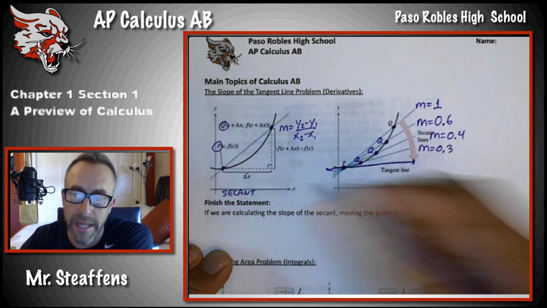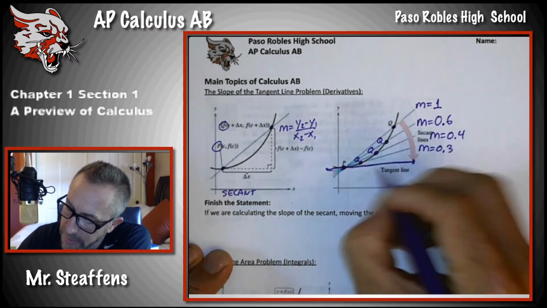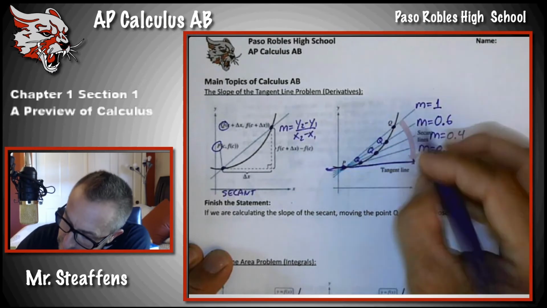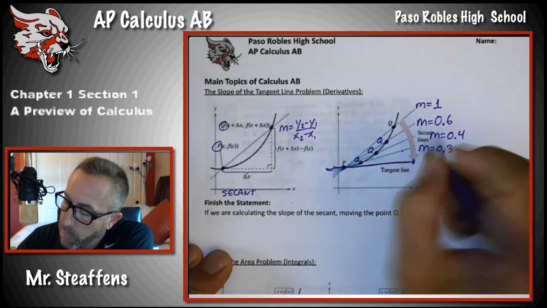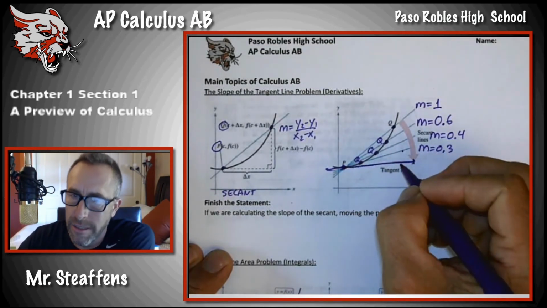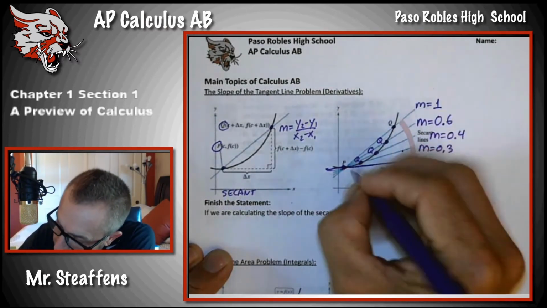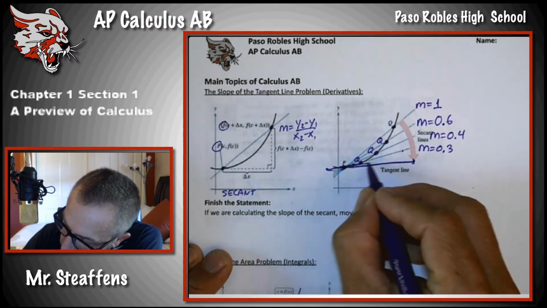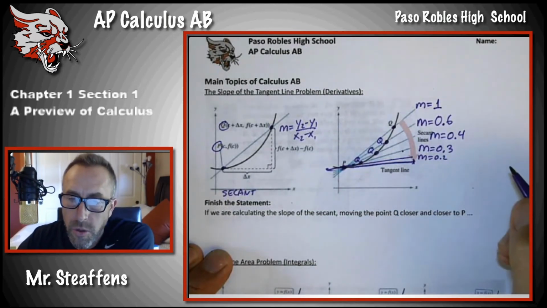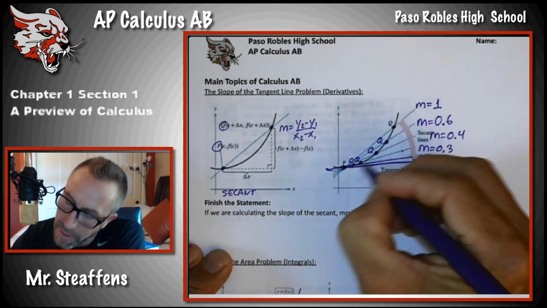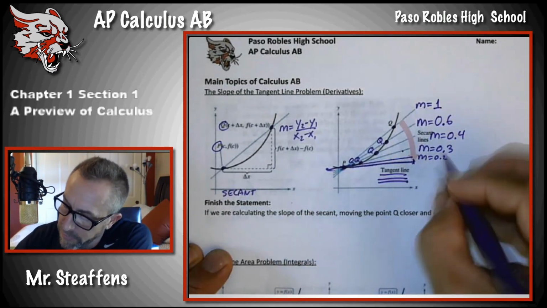And maybe I keep doing that. Look, isn't this line a closer representation than this line? This line is super close to the tangent line if I'm thinking about the slope. What would happen if I moved Q even closer to P? Wouldn't my new line be even closer? Maybe I get m of 0.2, right? So every time I move Q closer and closer to P, my slope gets closer and closer to the slope of the tangent line, right?